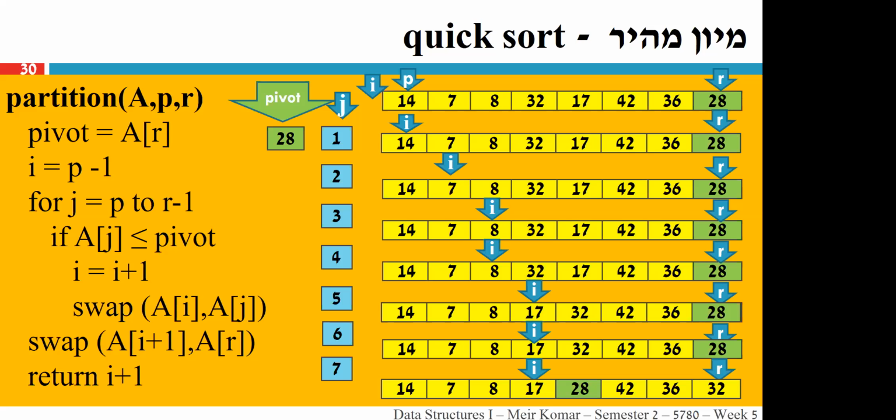Ariel's asking a very, very important question. How did you choose that pivot? Or the choice of the pivot is very crucial here. Very correct. And I'll be talking about that in a couple of minutes. But very, very correct. Kol hakavod.